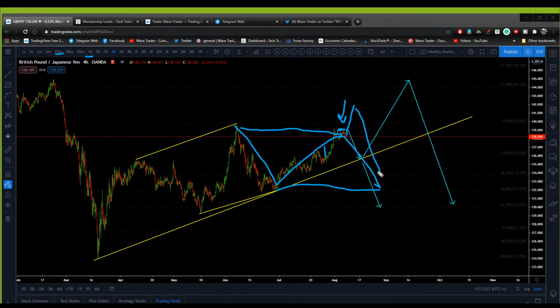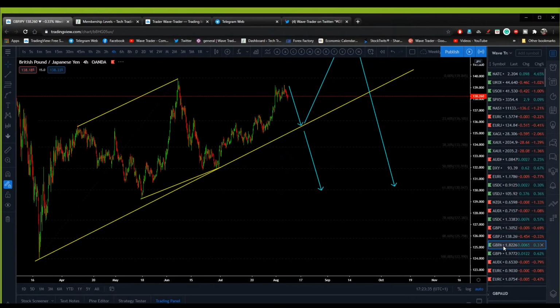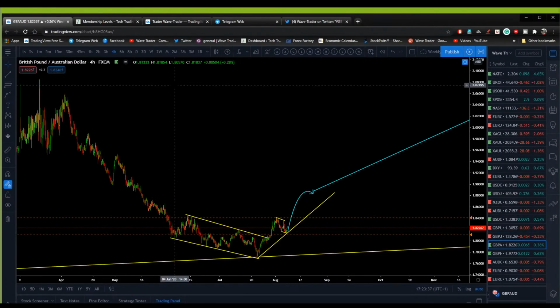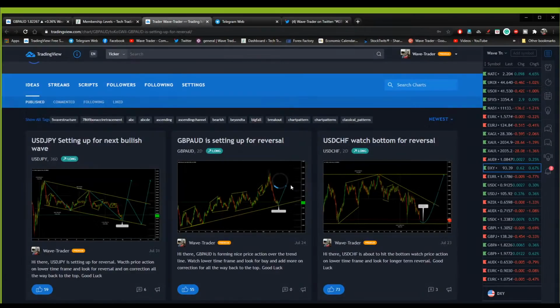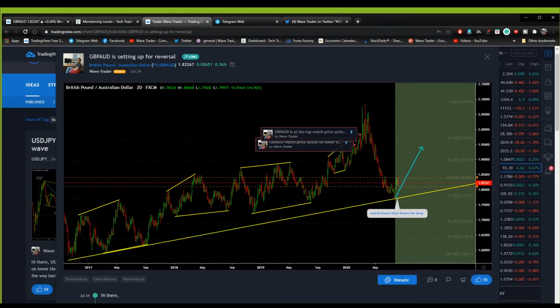So watch price action accordingly before you jump into the trade. All right. So bearish on the pound yen too. All right, but bullish on these charts. Bullish on this chart, so you're looking for it to go higher, the pound Australian chart to reverse for upside.